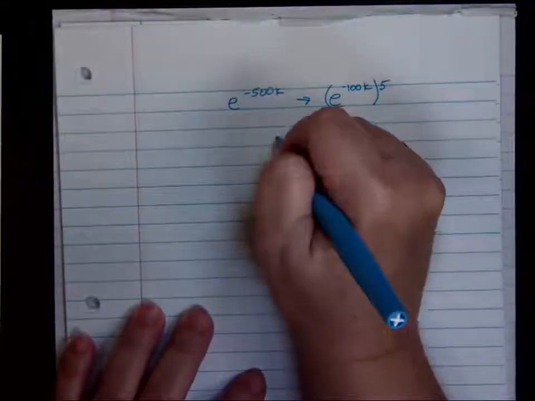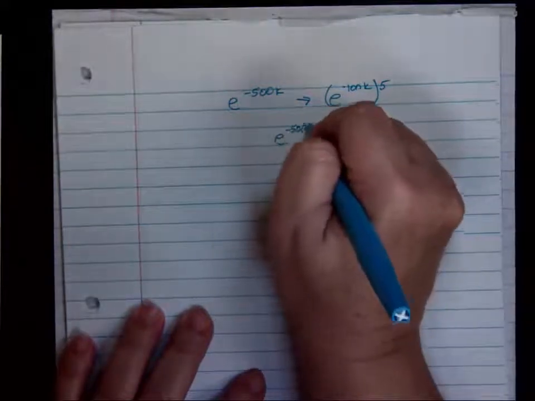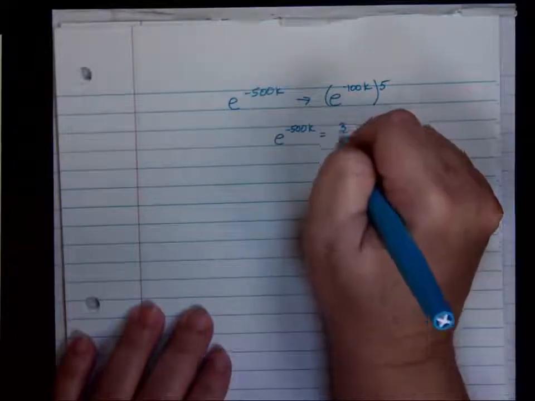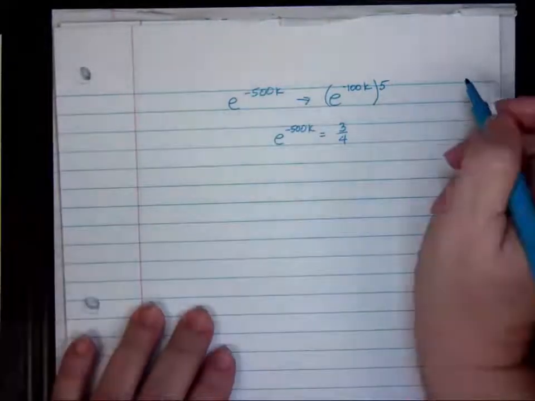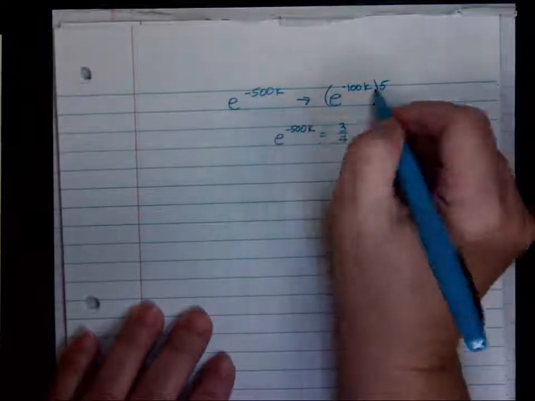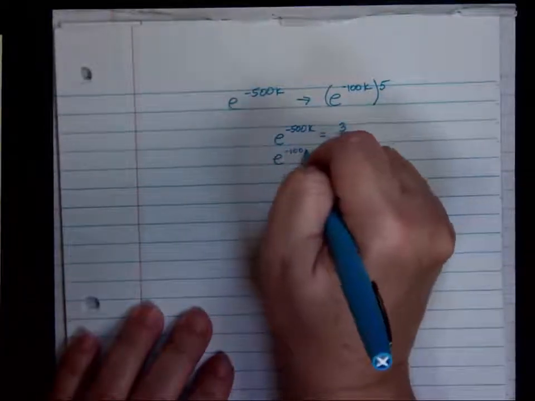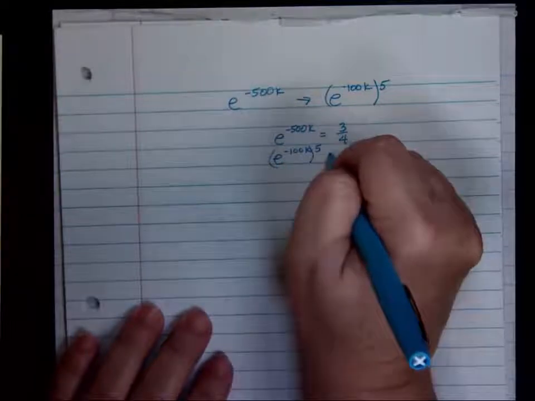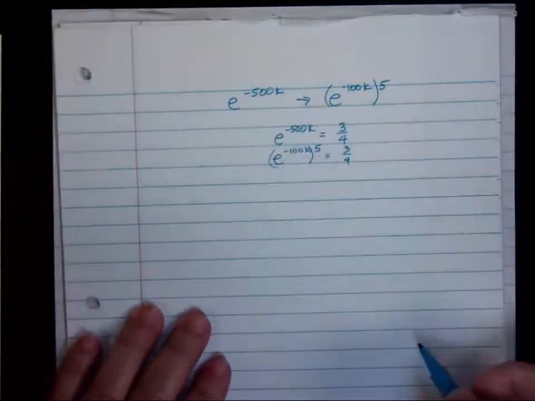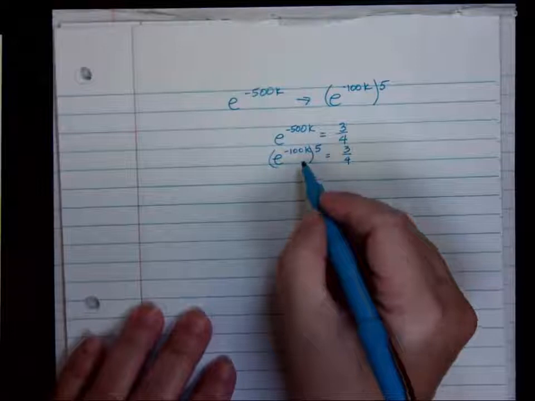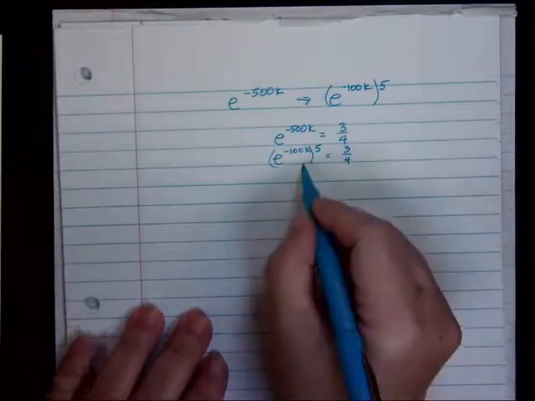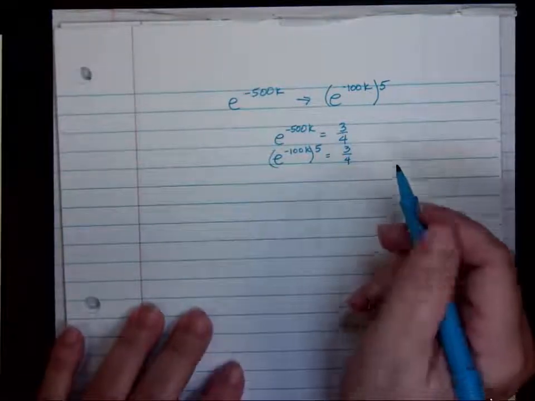So what I have is e to the negative 500k equals the 3/4 that was on the other paper. Now I'm going to rewrite it the way I did right here. I'm going to do e to the negative 100k to the 5th equals 3/4. So I need to solve for e to the negative 100k because that is what goes into the formula.